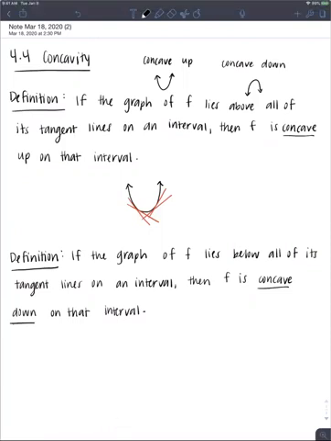Okay, so are there any questions so far about concave up versus down? No. Oh, somebody left. No.